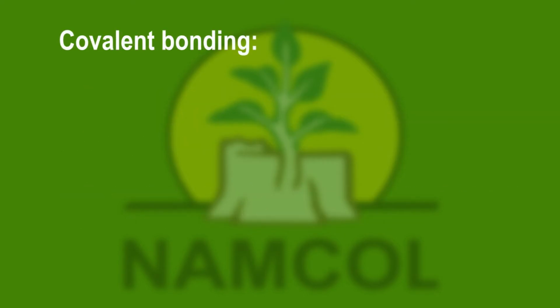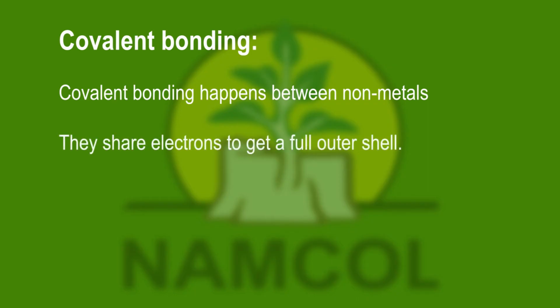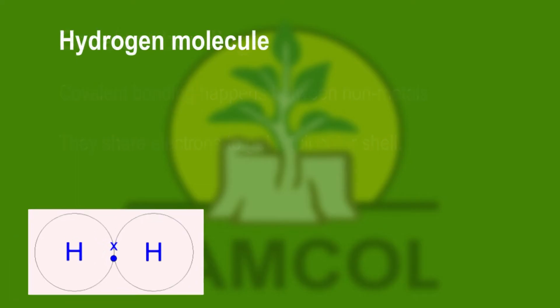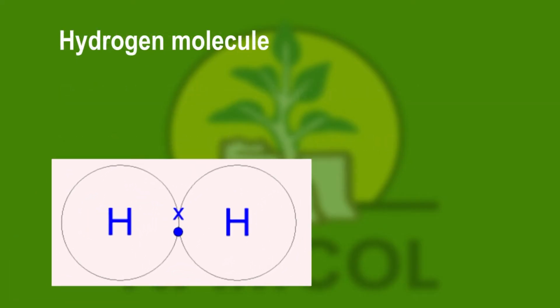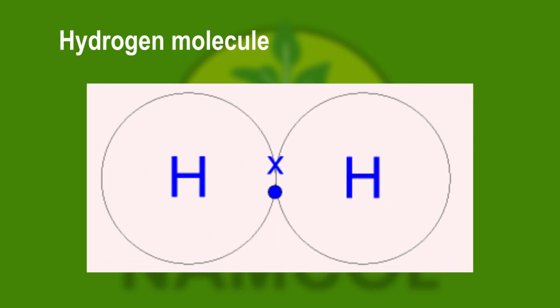Let's have a look at covalent bonding. It is happening between two nonmetals. They share electrons to get a full outer shell. In the hydrogen molecule, two hydrogen atoms share one electron each in order to have full outer shells. These full outer shells with their shared electrons are now stable.